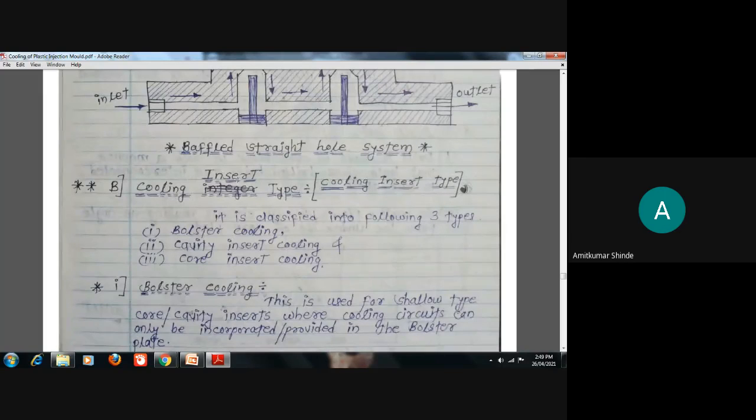Then the next main type is cooling insert type, and in this cooling insert type, three different types are there. Bolster cooling. Bolster is nothing but the supporting plate. So supporting plate cooling or bolster cooling, then cavity insert cooling and core insert cooling.